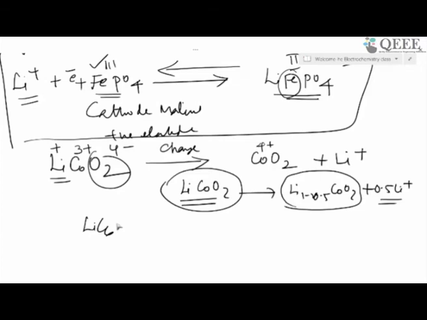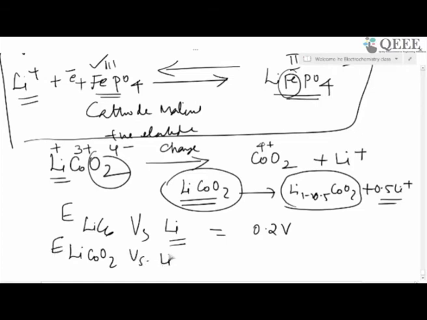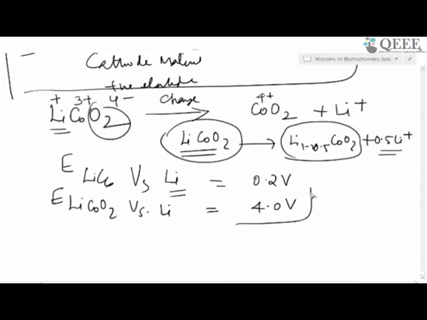So we may not be able to use the standard hydrogen electrode or calomel electrode or silver chloride, because all of them are aqueous system based. So here we will use a pseudo reference electrode, that is lithium itself. I use pure lithium as a pseudo reference electrode. So the potential of LiC6 versus lithium, which is a pseudo reference electrode, is about 0.2 volt. Okay. Similarly, for LiCoO2, the potential of LiCoO2 with respect to a pseudo reference electrode of lithium is about 4.0 volt. So now again you can compare between these two.